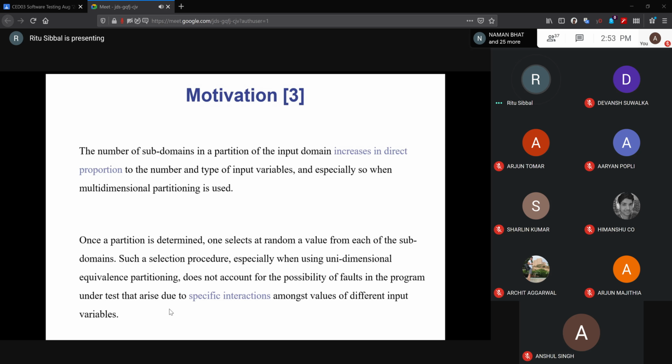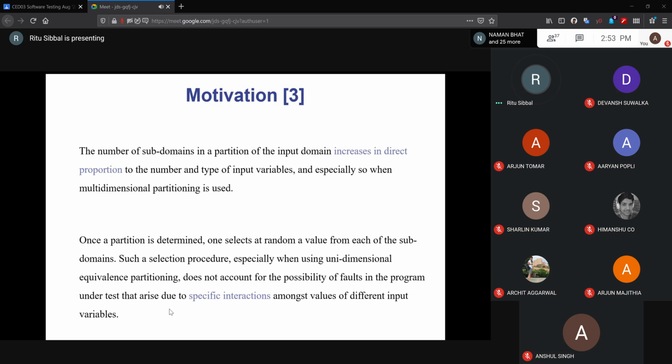Even though it is considering a number of variables at times by making the partitions and picking up values randomly from those partitions, the interaction between variables or factors has not been taken into account. That is what is missing in equivalence partitioning. It does take into account the number of factors or variables and different values, but it lacks the concept of interaction amongst those variables.